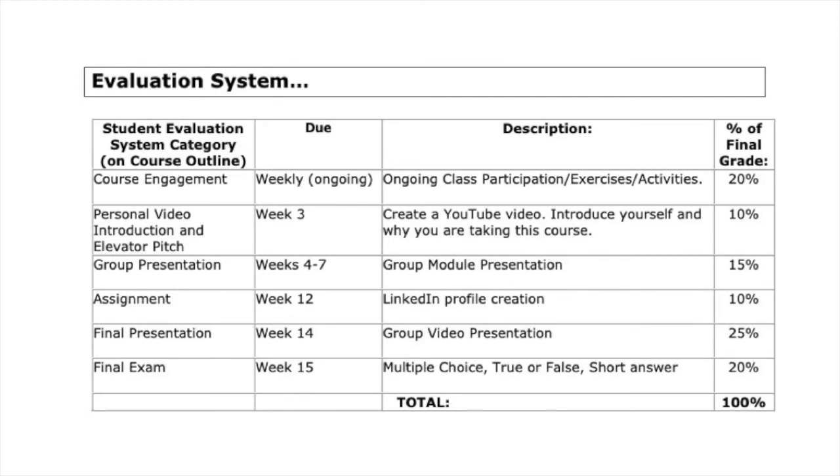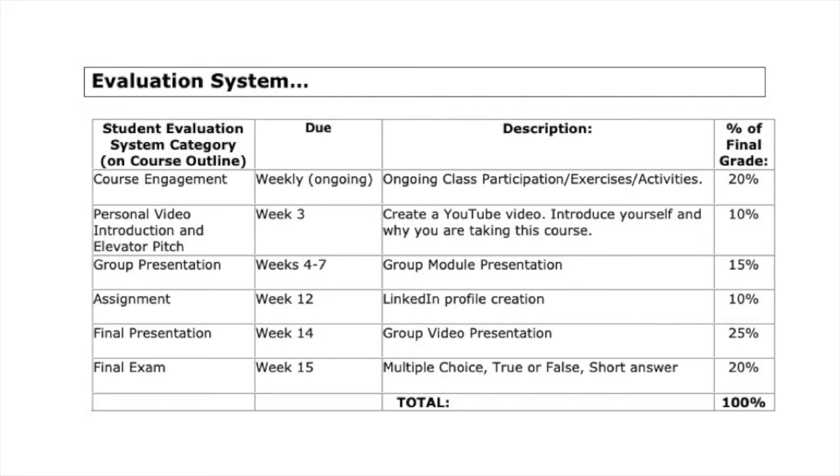All right, so looking at the evaluation system then, obviously you understand course engagement. That's ongoing participation. We're continuing to do that. You've already done your personal video. That was due in week 3. You've already done your first group presentations. We all know where we are on those.